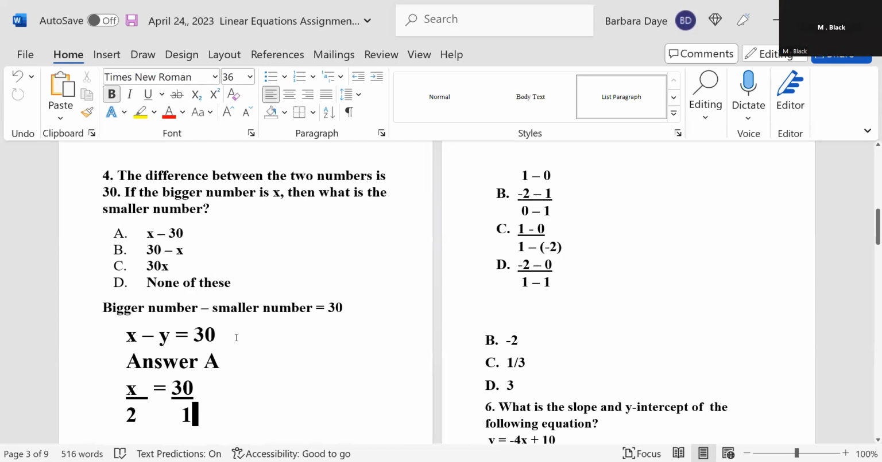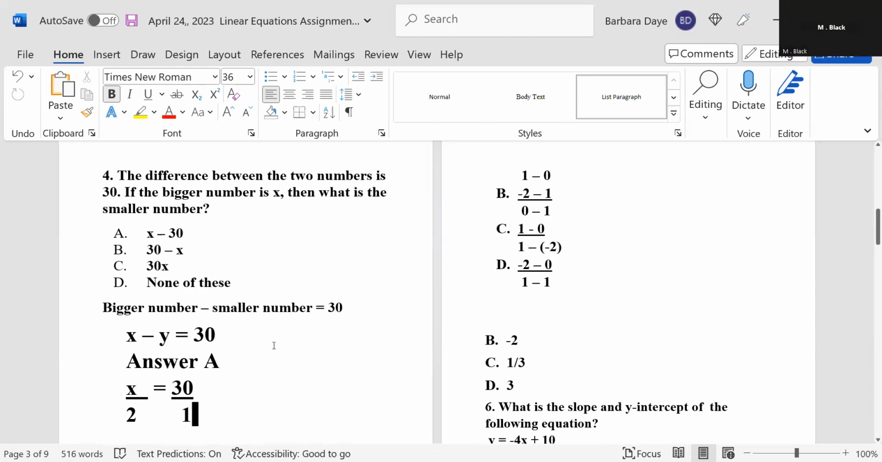You've got to subtract two numbers and get 30. You have to take my bigger number minus my smaller number is 30, right? There's my smaller number. I just called it Y. If I solve this equation for Y, I get Y equals X minus 30.